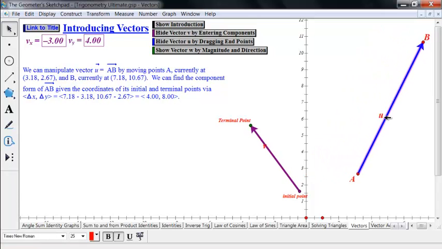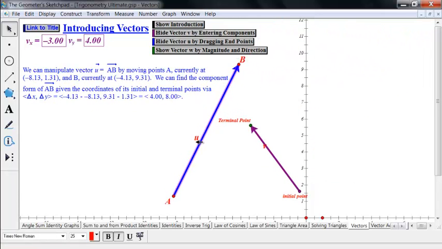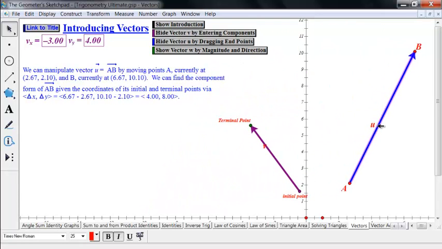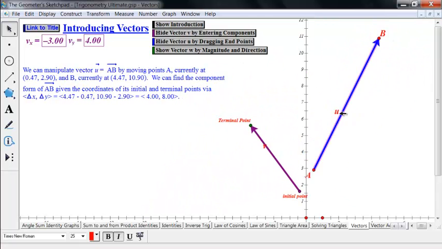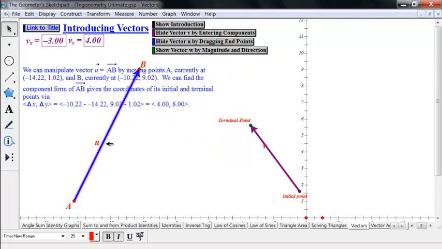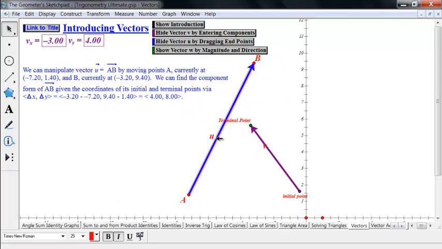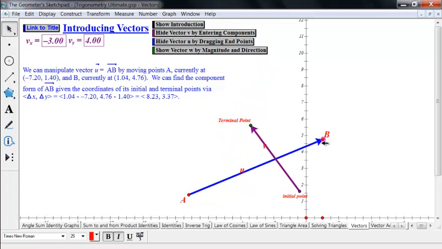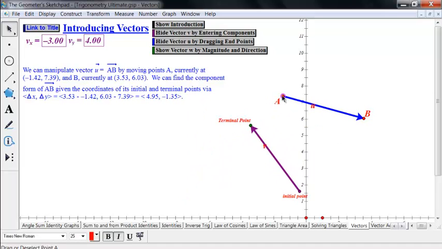Now notice if I move this around, I'm still going to the right 4 and up 8. It's still the same vector. Even though these points are changing, the delta y and the delta x are not changing. If I move the point around at the end, now delta y and delta x are changing, so it's definitely a different vector.